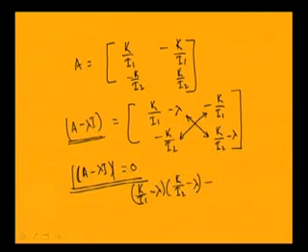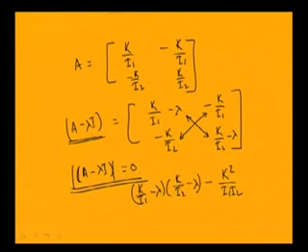So, this becomes k square by I1 I2. So you multiply this. So, this is k square by I1 I2. This equation you can write in this way. So, it will become k square by I1 I2.